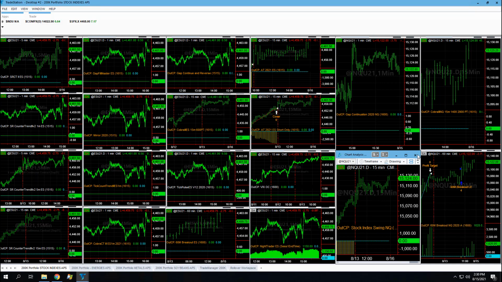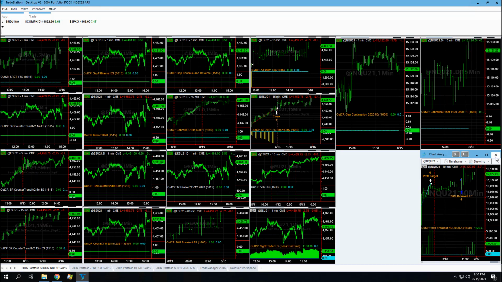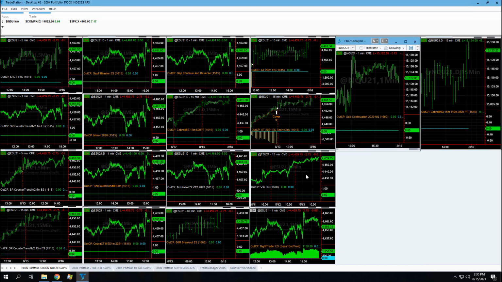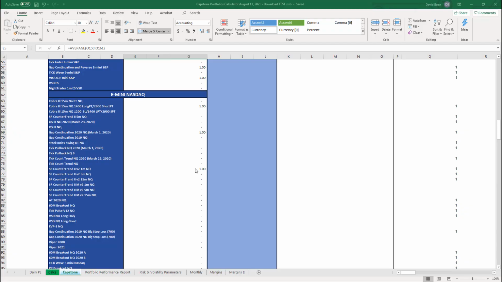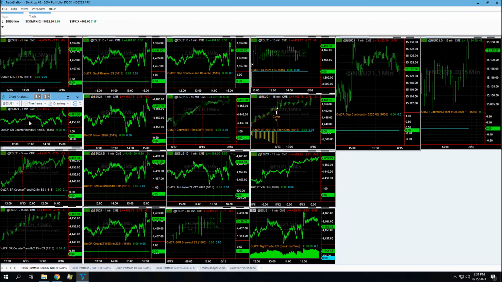So we're going to delete this window here, delete this window here, and since we are going with SR countertrend 2V2 1M NQ, right here you see that? We already have the ES strategy for that. SR countertrend 2 V2 1MES. This is this strategy right here.